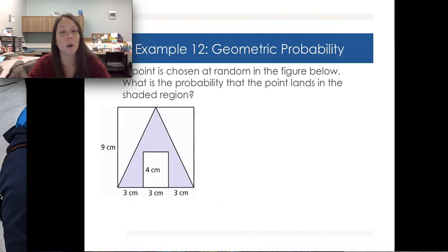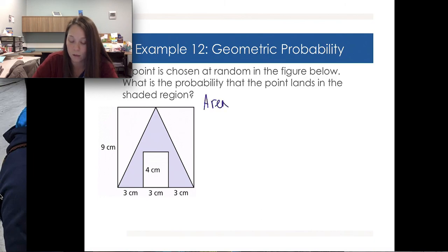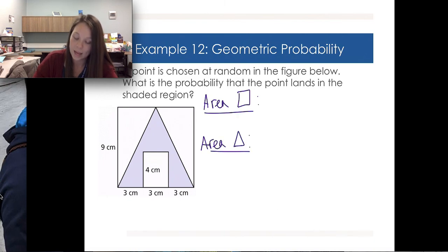All right, very last problem in the 7.2 lesson. Example 12. A point is chosen at random in the figure below. What is the probability that the point lands in the shaded region? So we have several shapes we need to find areas of. We need to find the area of the big square. We need to find the area of the triangle. And we need to find the area of the little rectangle on the inside.